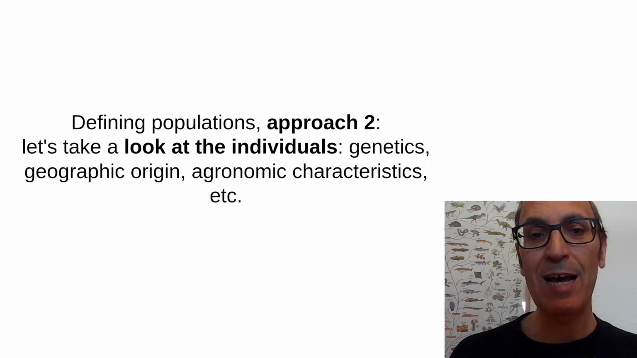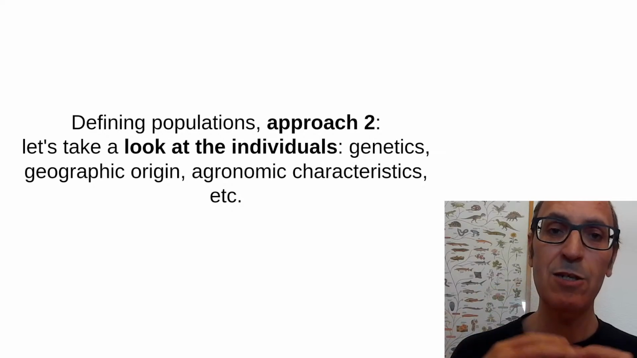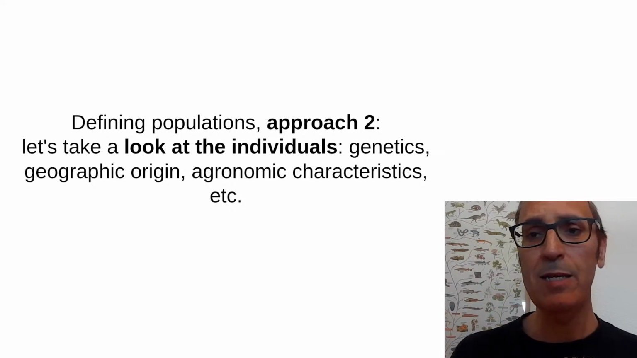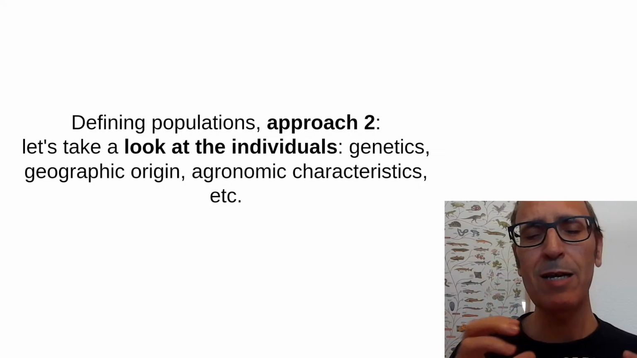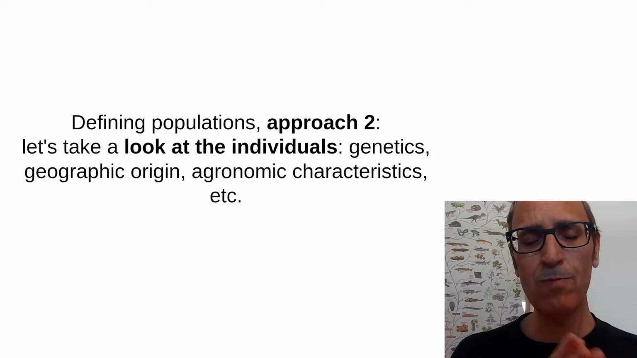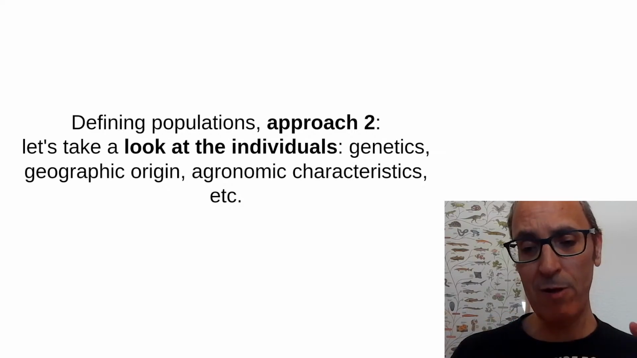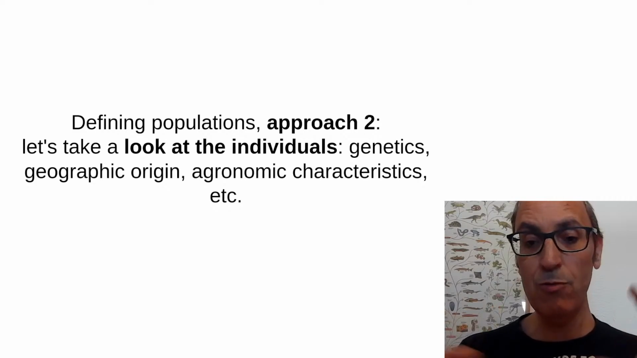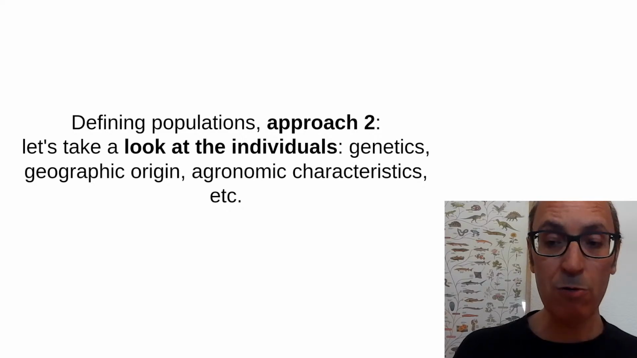There's another approach, and it's let's look at the individuals. Look at their genetics, their genetic distance, their geographic origin, their agronomic characteristics, anything, okay, that can tell us if they belong to a mating population that is not geographically defined. And also, even if it's geographically defined, what's the right level of the definition? It's Europe, it's Spain, it's Valencia, it's near the river.